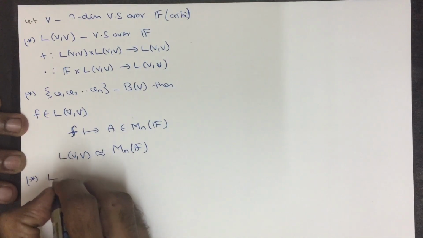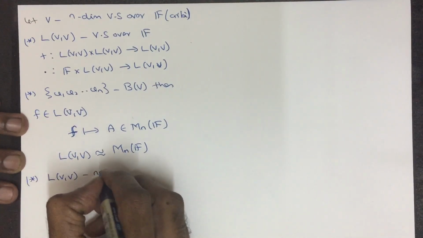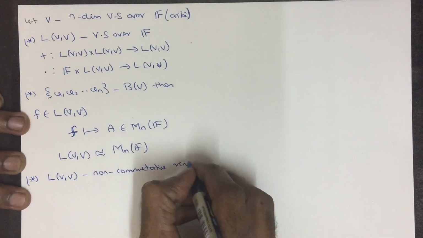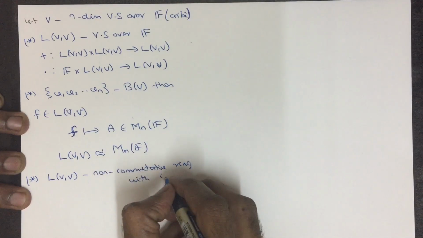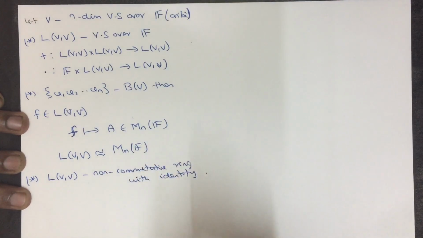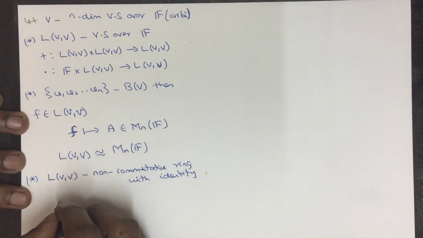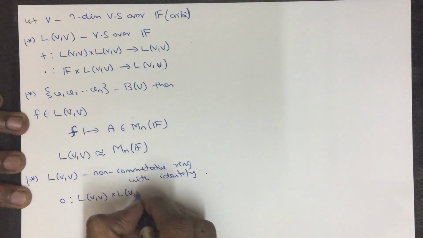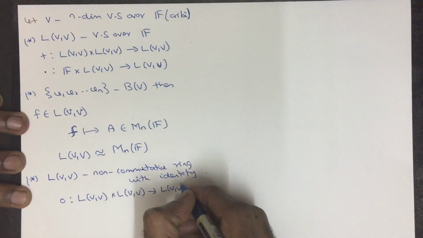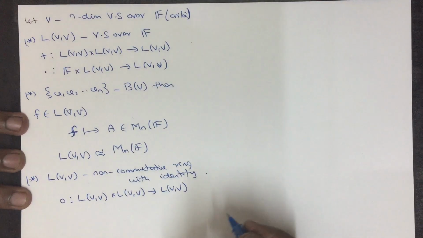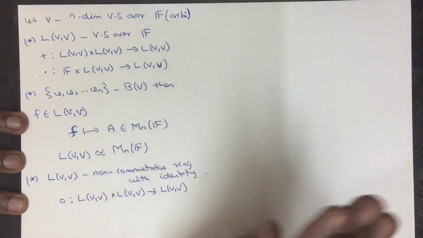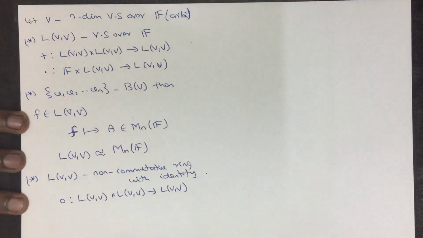And we also know from algebra that L of V comma V is a non-commutative ring with identity. That means we know the same addition which we have seen before, and we also have a structure of multiplying two linear maps, which is nothing but the composition of functions. These are the structures which we already know, being a ring or a vector space and all that.